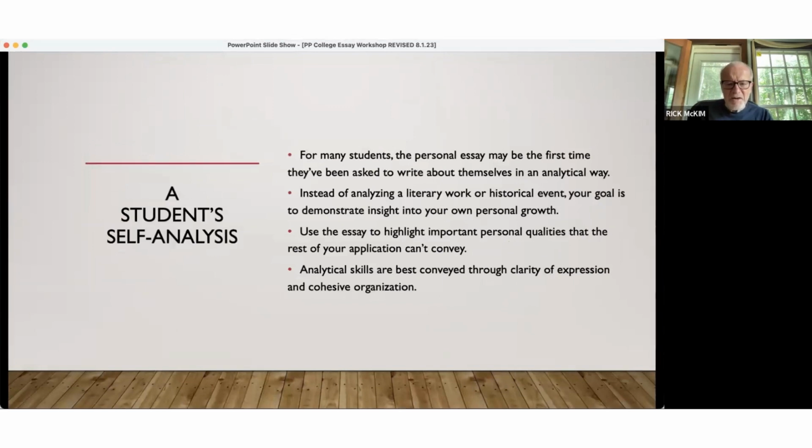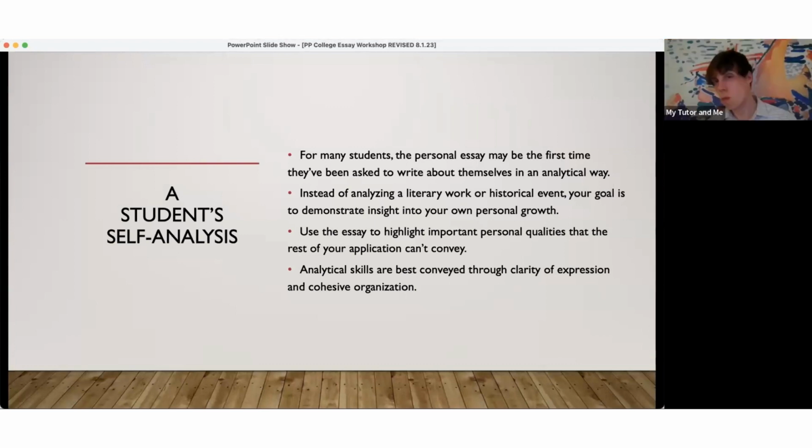Now, for many of you, the personal essay may be the first time that you've been asked to write about yourself in an analytical way. Instead of analyzing a literary work or historical event, you're going to be asked to demonstrate some kind of insight into your own personal growth, your ability to analyze your own character, your own development, and the factors that have influenced you for good or bad during your life, and that have contributed the most to your growth. So it's an introspective, analytic kind of perspective that you want to communicate, and use the essay to show that you can pull off.